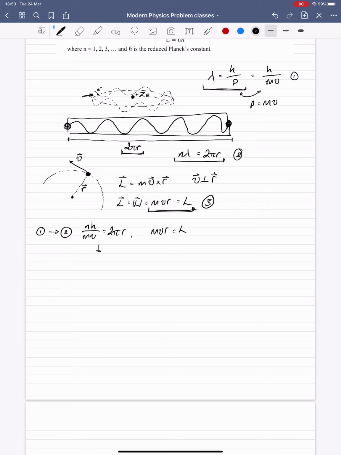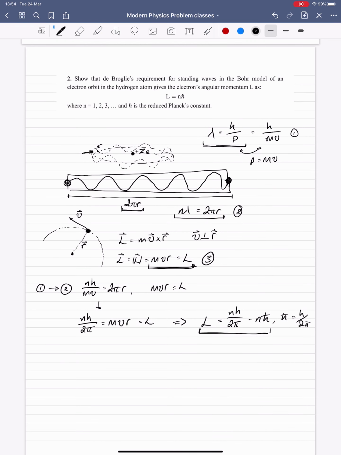Rearrange this so that we have nh divided by 2 pi is equal to mv of r, and that is also equal to L, as we also know from before. What does that mean? Our angular momentum of this particle is just equal to n times Planck's constant divided by 2 pi, which is also equal to n h bar, where we know that h bar is equal to h over 2 pi. And that is exactly what we want from the question. Like so. Easy, more or less.